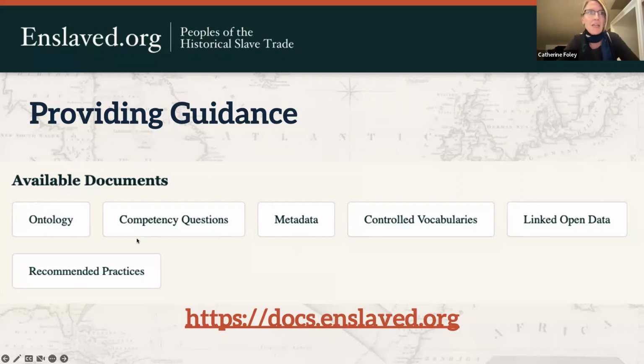We also provide a lengthy and, I think, useful document called Recommended Practices, which elaborates on how to transform, let's say, a will, for example, that includes the names of enslaved women and men and children, and how you transform that sort of document into a spreadsheet of data that can then be analyzed in ways that can be challenging when working only with a scanned facsimile of the document. So these resources are available on the Enslaved.org site at docs.enslaved.org.